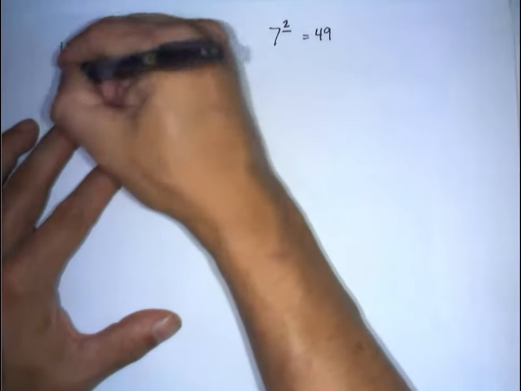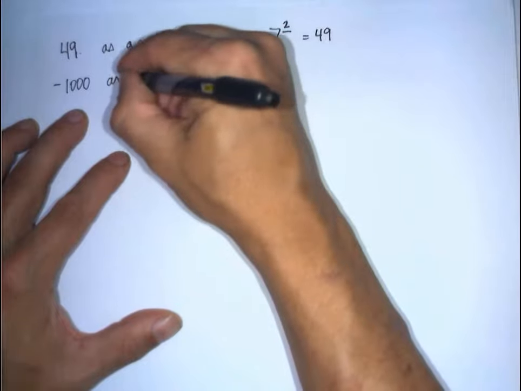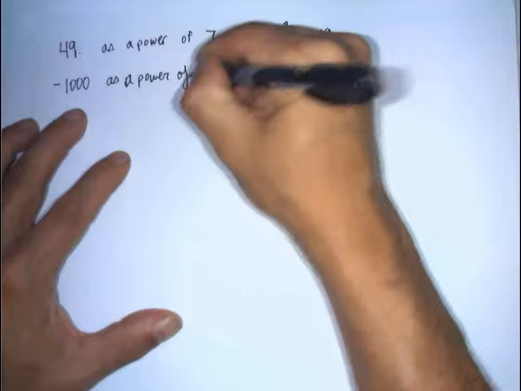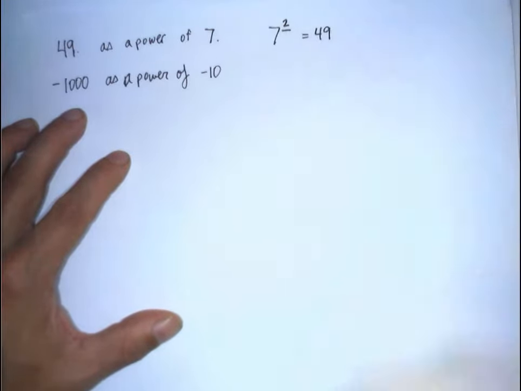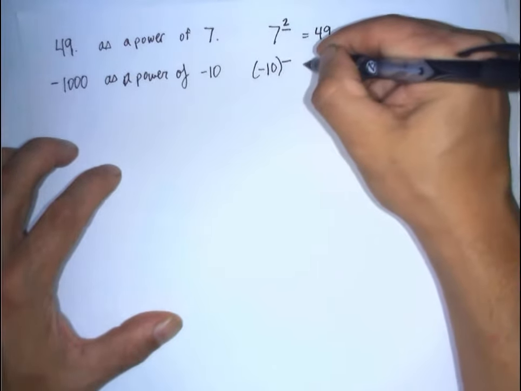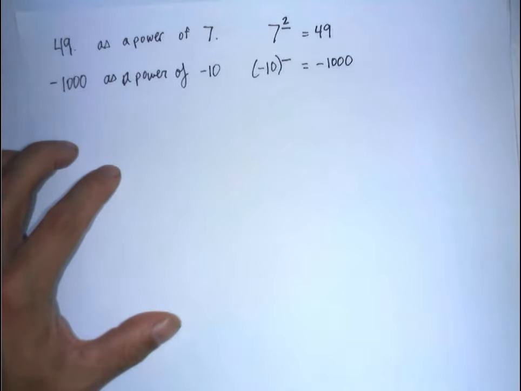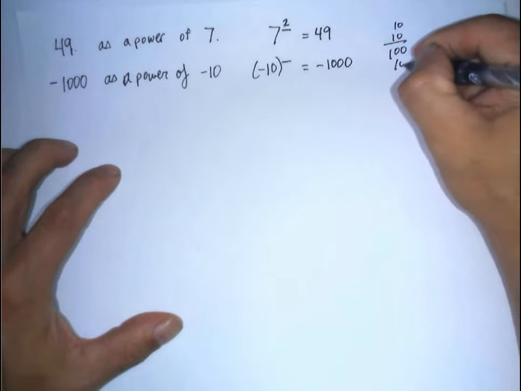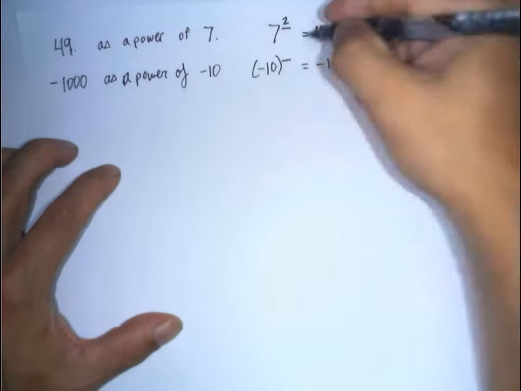What about negative 1,000? Let's do negative 1,000 as a power of negative 10. Negative 10 to what power is negative 1,000? Well, 10 times 10 is 100, and 100 times 10 is 1,000. So we did 10 times 10 times 10. That'd be 10 cubed.